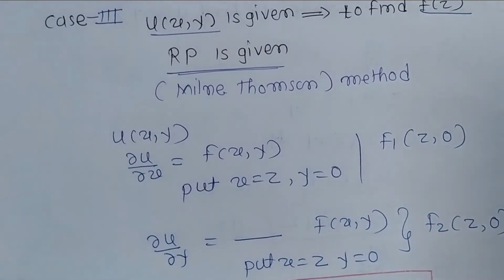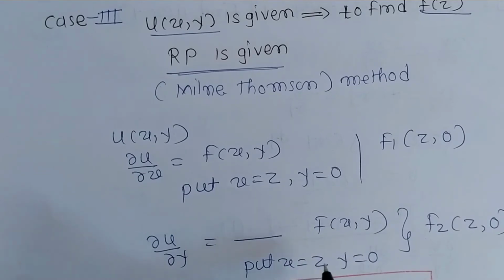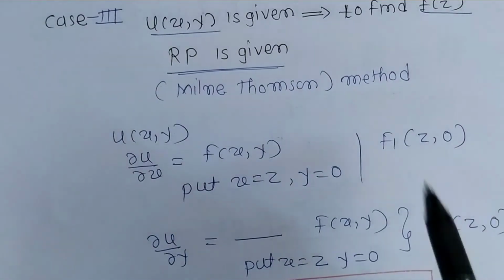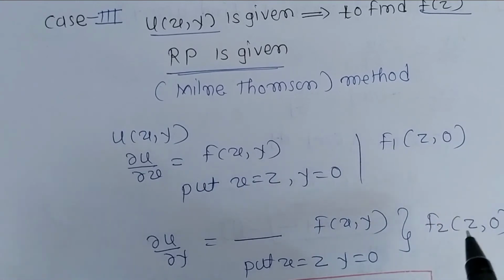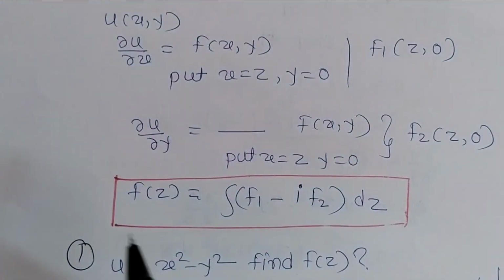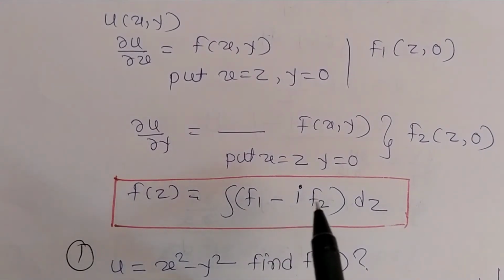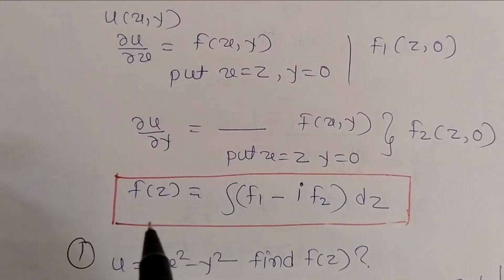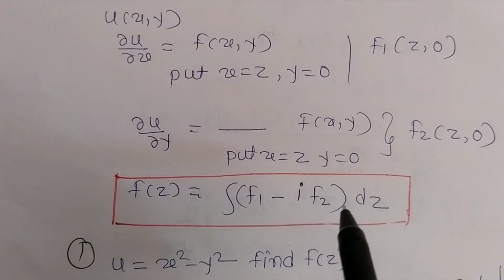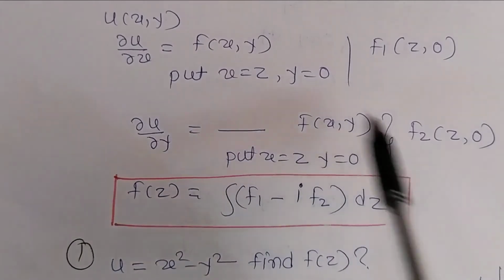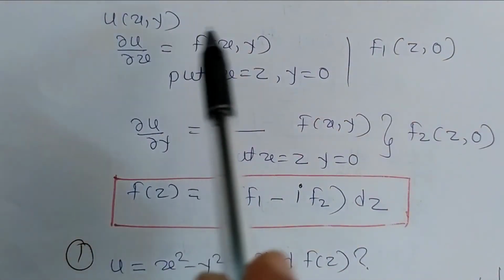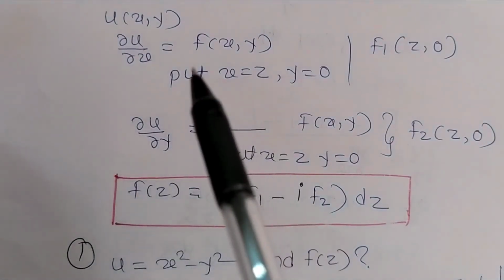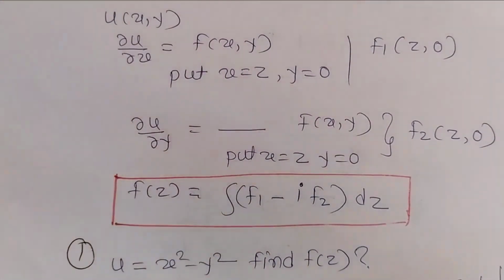Then find dou u by dou y, and in that equation put x is equal to z and y is equal to 0, and that is f2. So f of z is equal to integration f1 minus i f2 dz. So this is our f of z. When u of xy is given, we can find f of z using this method.